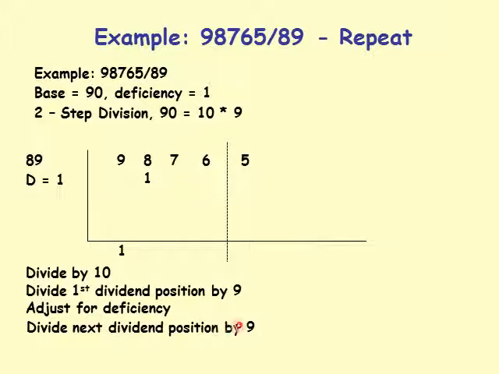I divide that by 9. I got 1 here. That gives me an adjustment in the next column of 1. Adjust for deficiency, got a 1. Let's continue.